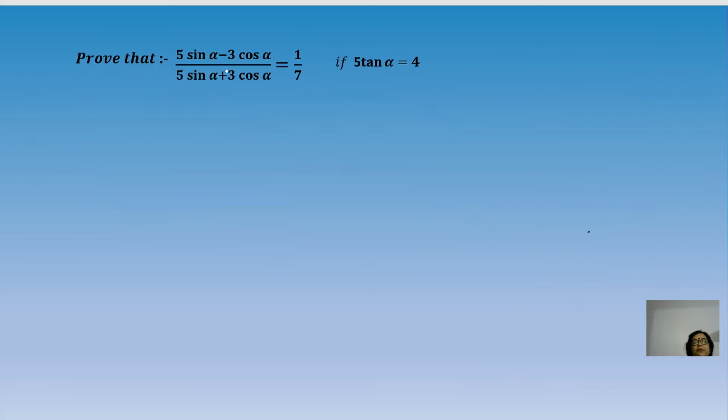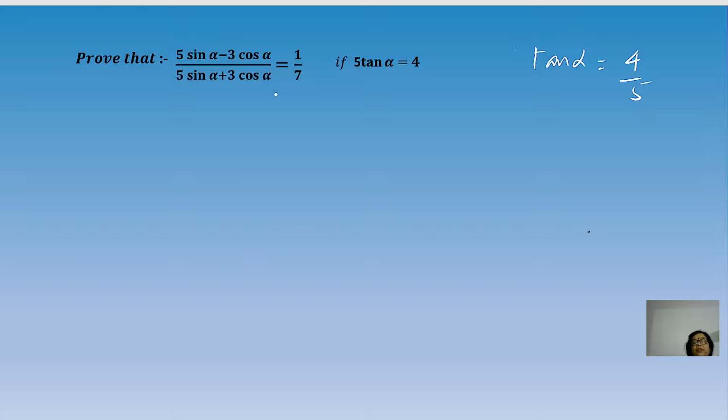Next question: you'll notice that all the questions are of a different variety. Of course, you need to practice similar questions so that you become thorough with it. Now here we are given 5 tan alpha is equal to 4, and we need to prove that the left hand side is equal to the right hand side. First, from the given part, we can write tan alpha is equal to 4 upon 5. Now tan is a ratio of P upon B, so of course H can be found by applying the Pythagoras theorem.